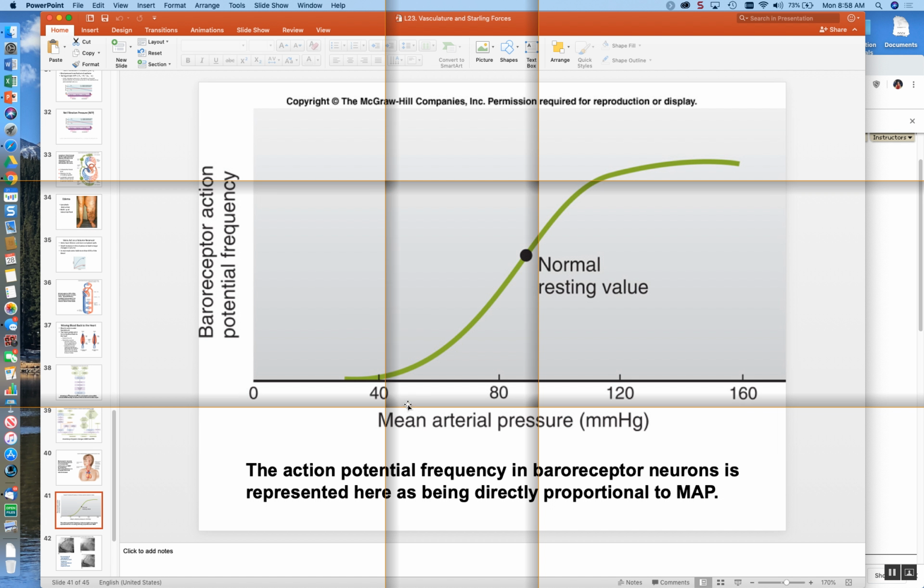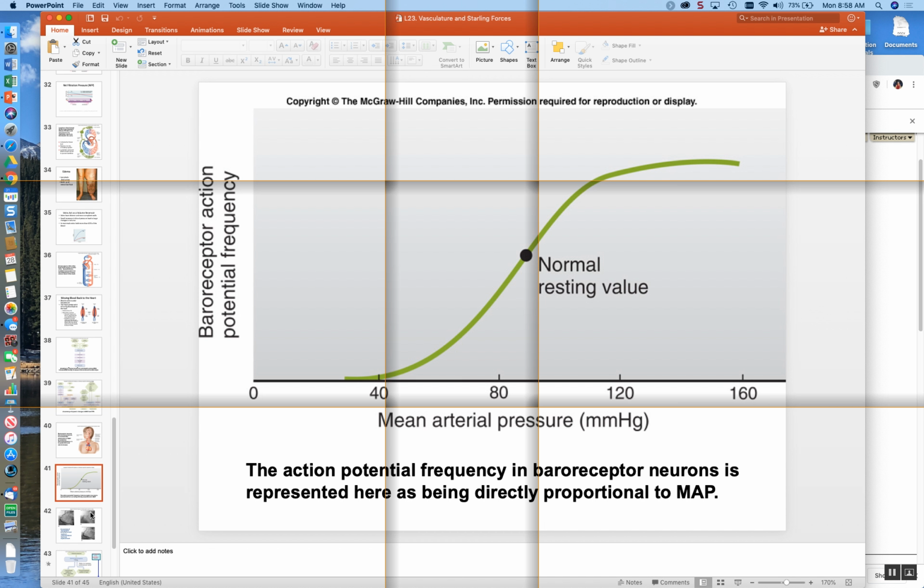If the blood pressure gets too high, it sends a signal to your cardiovascular control center to initiate a parasympathetic response. So it slows your heart rate, it decreases cardiac output, and in effect it decreases mean arterial pressure to bring your blood pressure back down to normal.